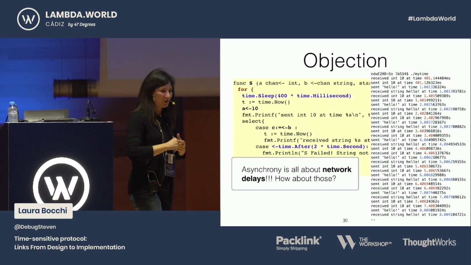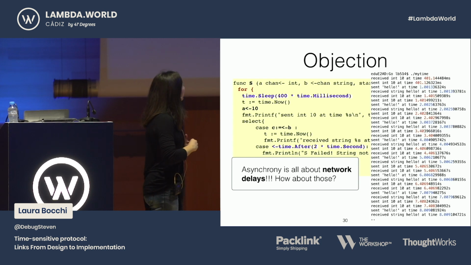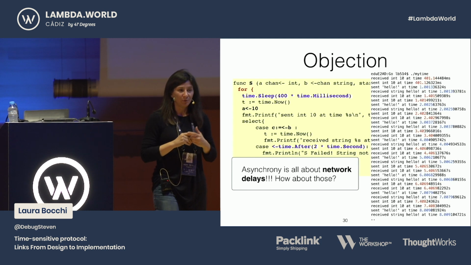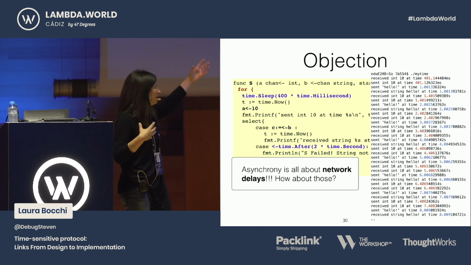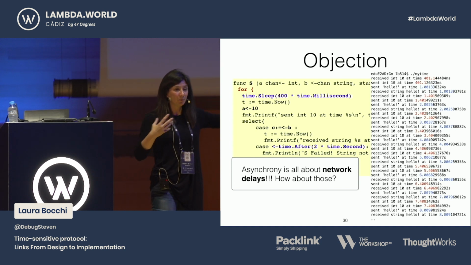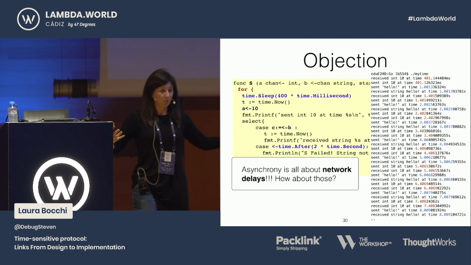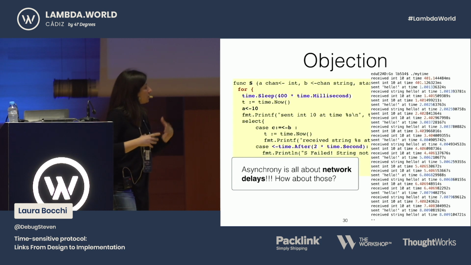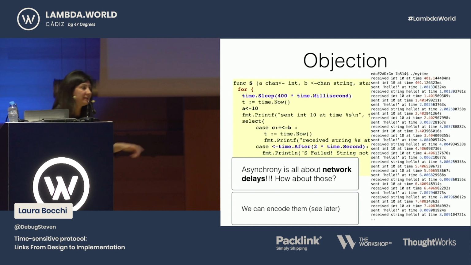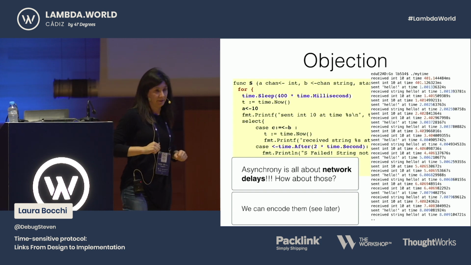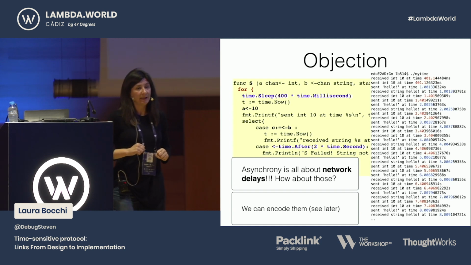I got these objections a number of times. Well, asynchrony is all about network latency. We are talking about distributed systems, right? So now I'm executing this program on my machine, but what about nodes on a network? This objection is very valid, and we will tackle this later, where we can encode these network delays at a later stage.